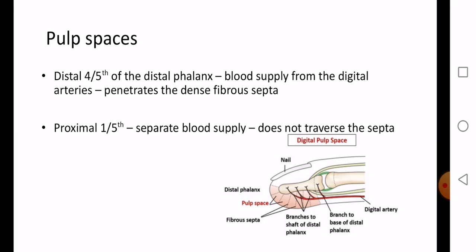Now, if you look closely at that diagram, for the distal 4/5 of the distal phalanx, the blood supply from the digital arteries penetrates the dense fibrous septa. So you can see one dense fibrous septum, and after that the vessel is supplying. Once the blood vessel has pierced that, it goes and supplies the 4/5. What about the proximal 1/5? It has a separate blood supply. It does not traverse the septa. Now, why is this important?